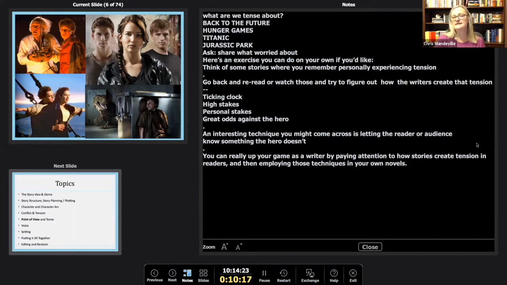A really interesting technique that you might come across in watching a movie or reading a book is that the writer might let the reader, the consumer, know something that the hero, the protagonist, doesn't know. And that's a very, very interesting way of creating tension. So if the reader knows that on the other side of that door is a monster, but the protagonist doesn't know and is getting ready to open the door, the reader will feel more tension than if the reader didn't know what was on the other side of the door. So something to think about.